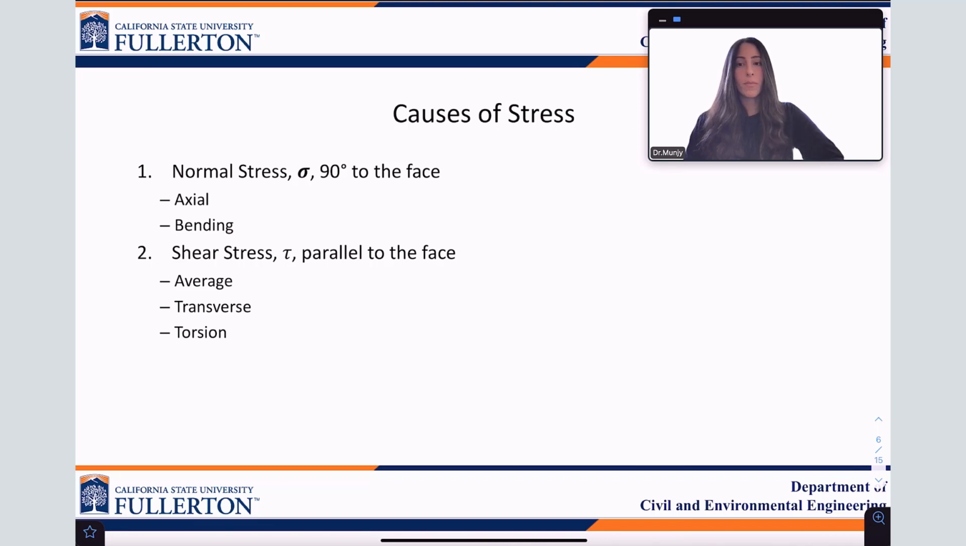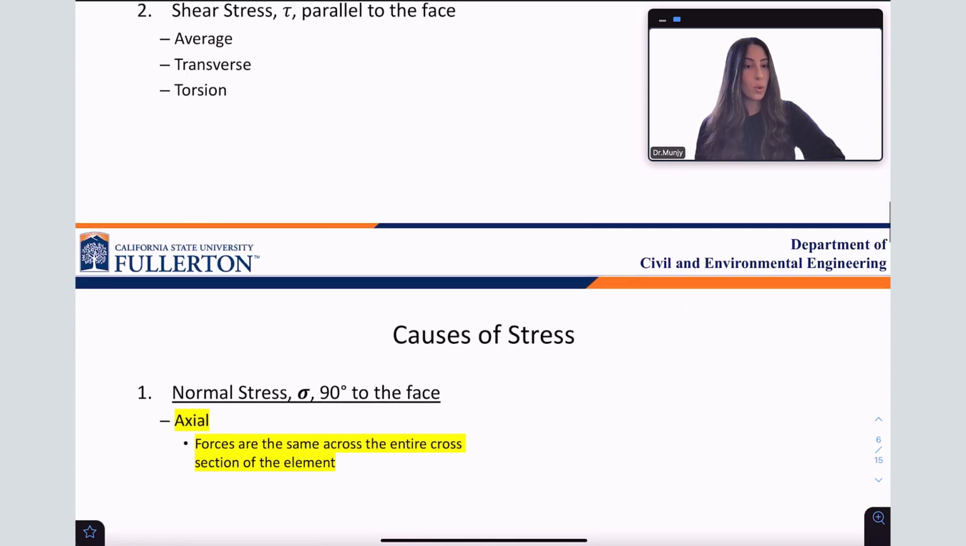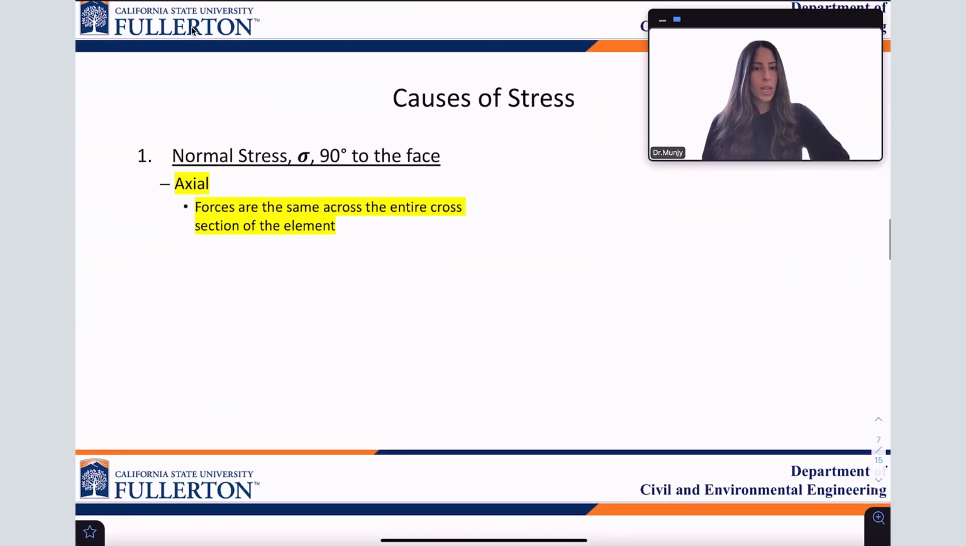All right. So within normal and shear stress, we have a few different types of stresses that we're going to go over. So not only do we have normal and shear, but we can cause normal and shear stress from different types of stress. Okay, so this is a breakdown of what we're going to go over. In the category of normal stress, we have axial and bending, and in the category of shear stress, we have average, transverse, and torsion. So let's start by talking about axial stress, or how we cause normal stress through axial force.